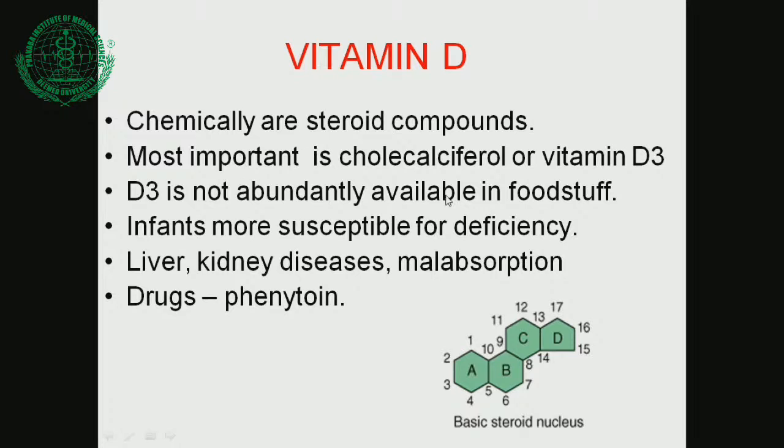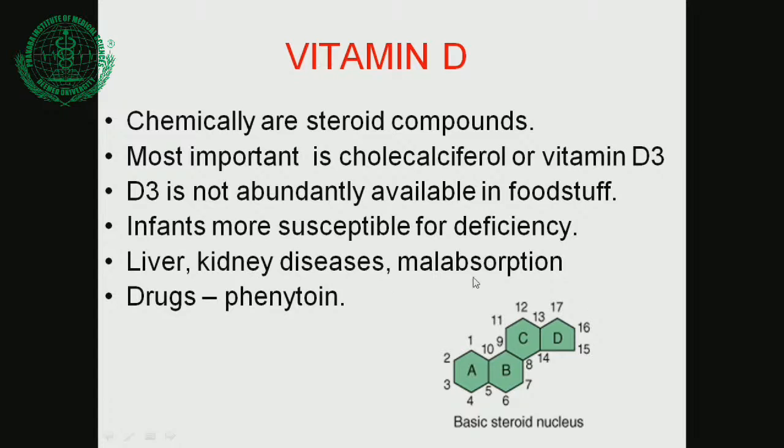Now we can go to D3, not abundantly available. One more thing is that infants are more susceptible. I told you already, the breast milk of some mothers will be deficient in vitamin D. So in infancy only they will show the signs of vitamin D deficiency. This is a very important cause of vitamin D deficiency in our India. Mother's milk is deficient in vitamin D, and it is the only source for 6 months. So we have to supplement it from outside if it is not properly present, or you have to supplement the mother with vitamin D so she can have more vitamin D in her breast milk. Okay.